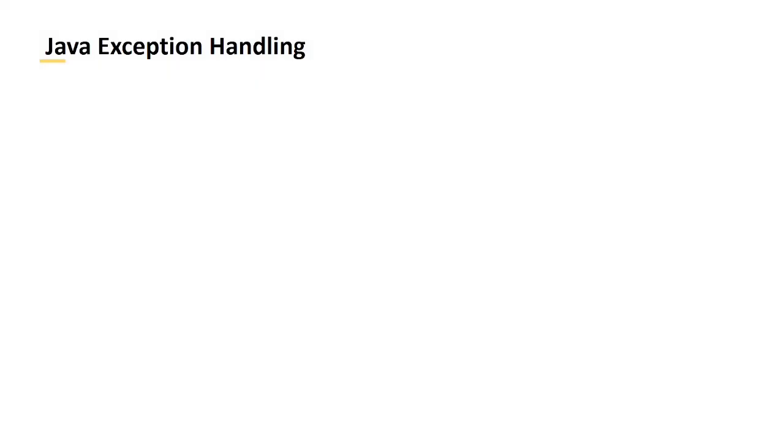In this video we'll discuss Java exception handling. So what is an exception? An exception is something unexpected that happens in a program. Java has an exception handling mechanism. Other programming languages also have exception handling mechanisms. C++ has it, Python has it, and so on.